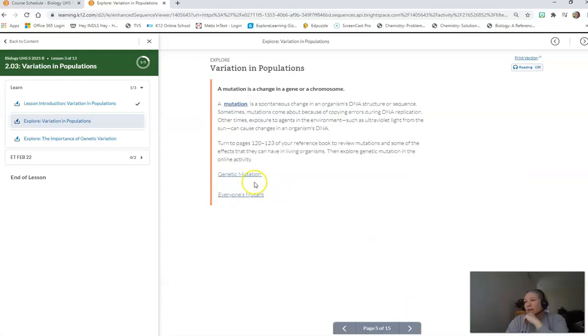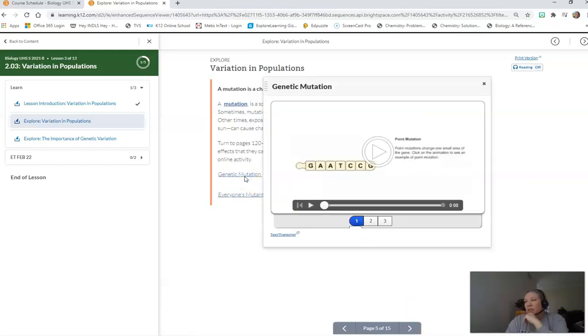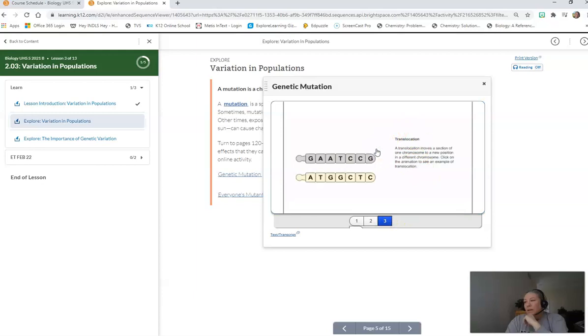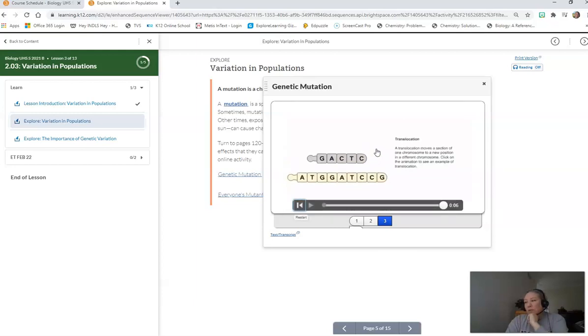If you click through to page 5 and then click on genetic mutation, it shows you a quick list and demonstration of the different kinds of mutations. So you can click on point mutations and it'll show you what happens, deletions, and translocation. You just click the play button, wait a few seconds, and it will actually show you what happens to the gene sequence in those different types of mutations. But there are more than just those types of mutations, obviously.